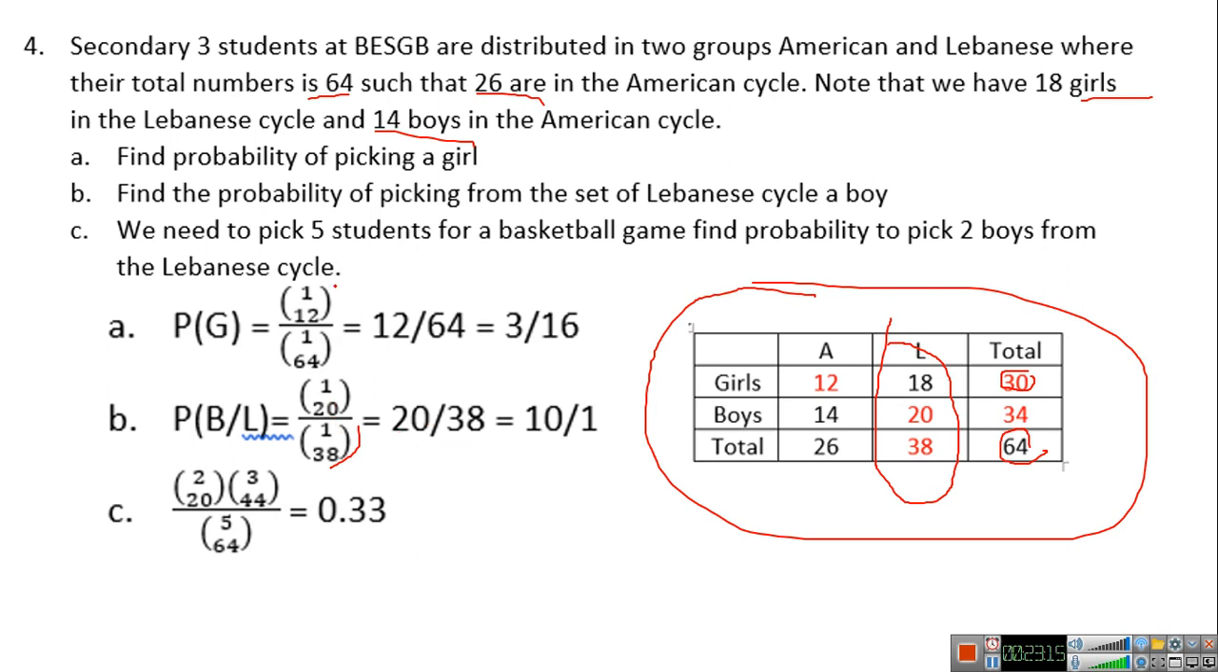We need to pick 5 students for a basketball game. Find the probability to pick 2 boys from the Lebanese cycle. I want 2 boys from the Lebanese. In the Lebanese, I have 20. So 2 out of 20. And the last 3 will be from either here or here or here, from these 3, or 64 minus 20 from the rest. So you're going to get 0.33.